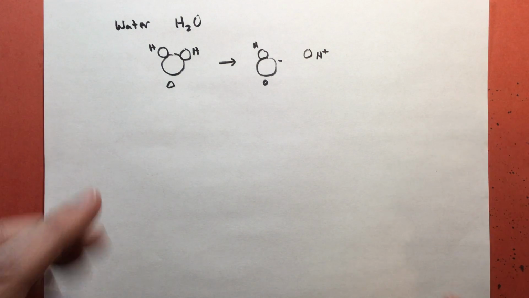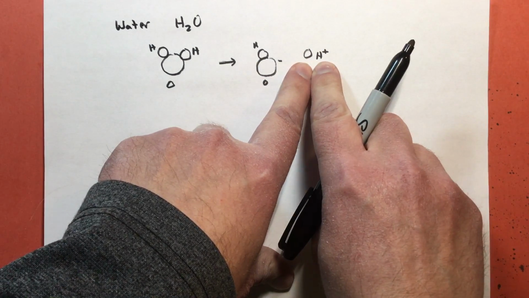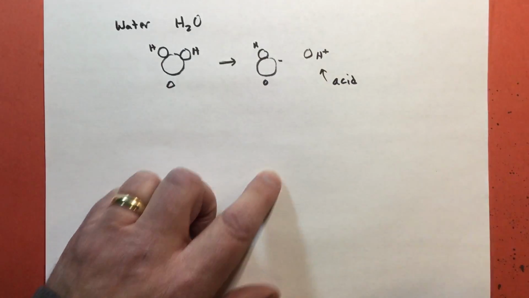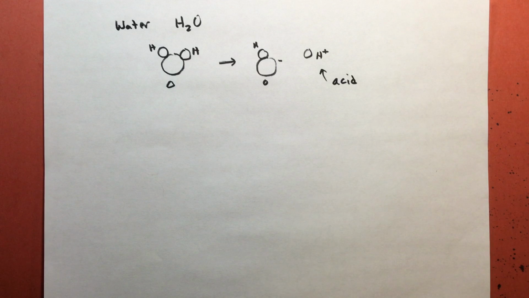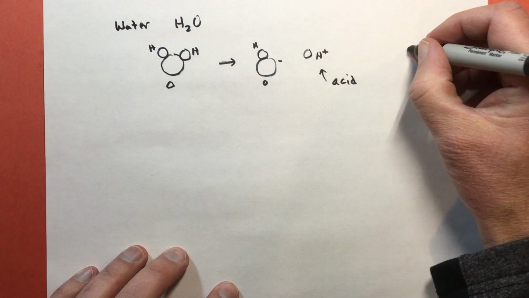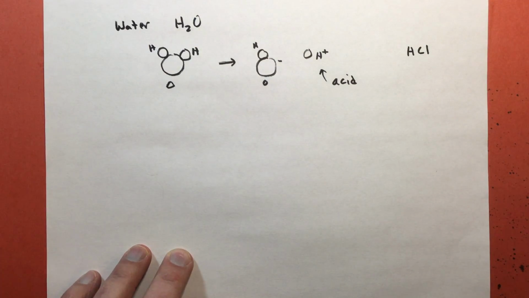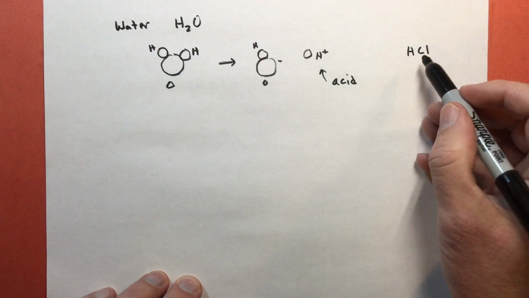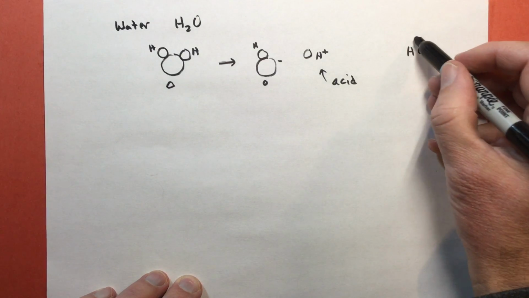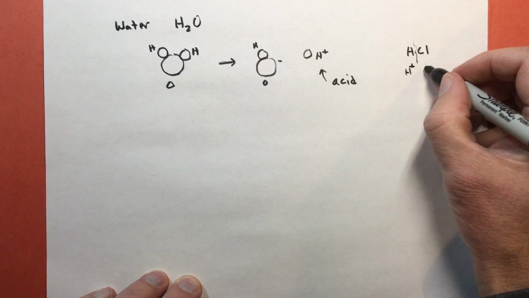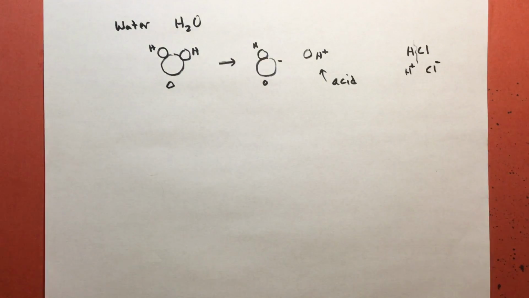If you have a solution where you have an excess of these, more of these, you have an acid. For example, and I've got to remember if I'm saying this right, if you have HCl, which is hydrochloric acid, a very, very strong acid, okay? If you put this into a solution of water, this is going to split easily, and you're going to get hydrogen ions, protons, and of course negative chlorine ions.